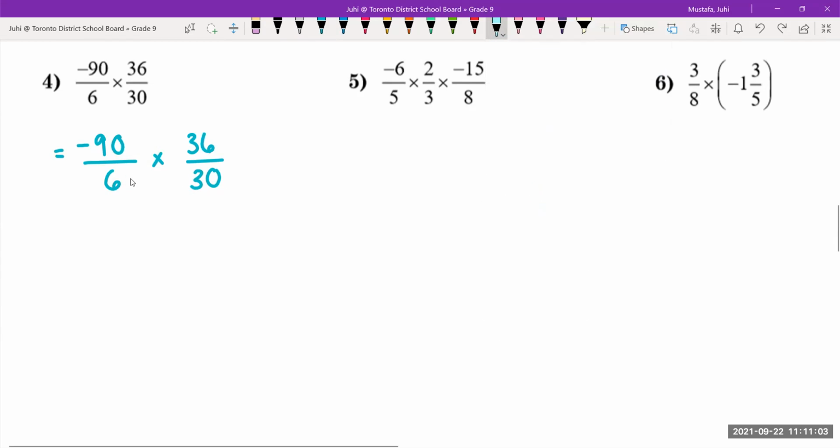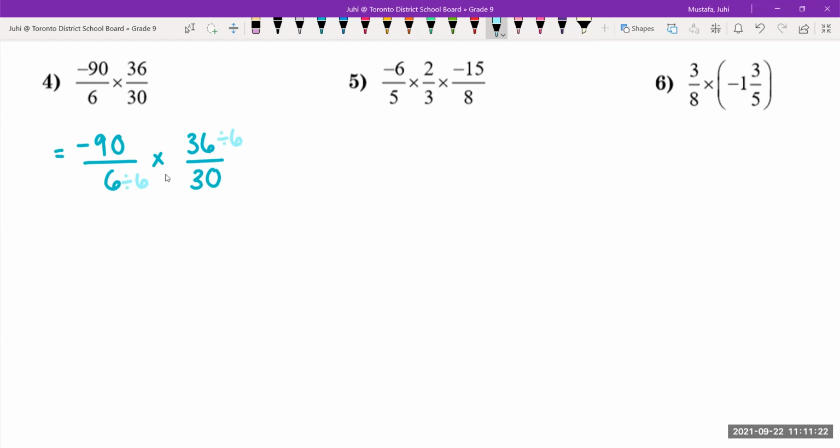Okay, let's try this one. So I'm going to put a little division sign, 6, a little division sign, 6. And I do want you to get used to writing this just so that you can see what numbers you are dividing by. Okay, how about 90 and 30? What can I divide those by?